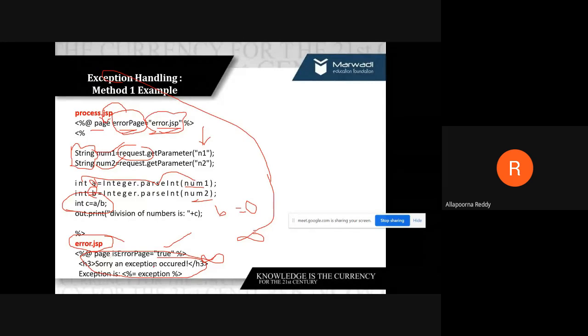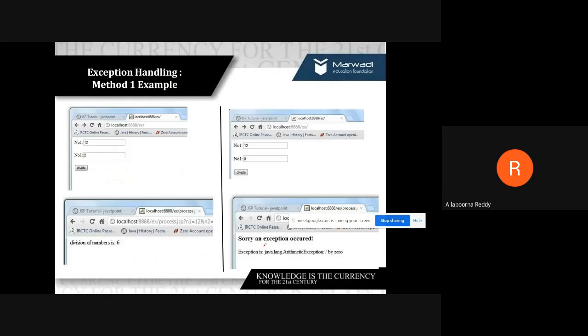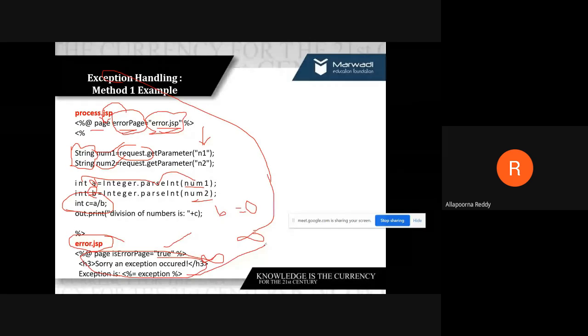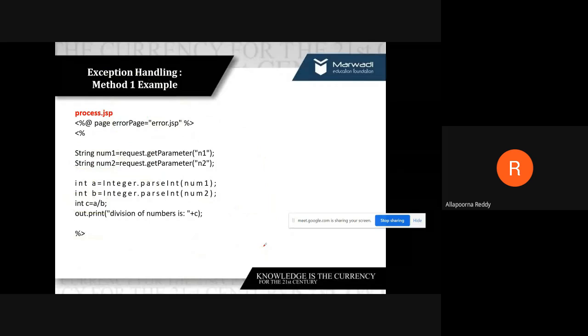But suppose your b value is 0, then for the exception you use the expression tag, writing that an exception has been raised. Here we are going to implement this. So this is error.jsp and process.jsp.